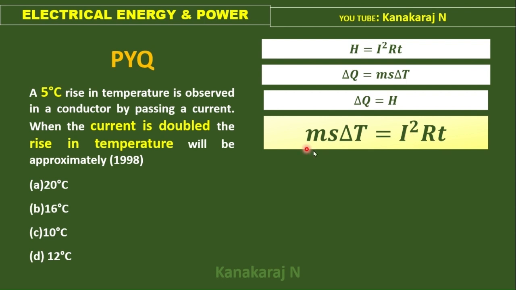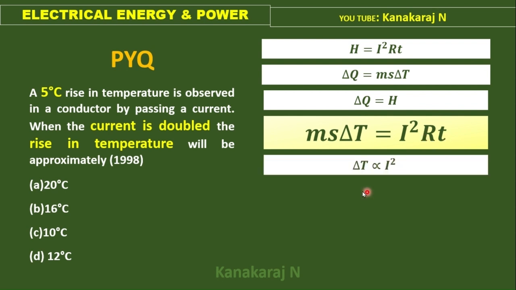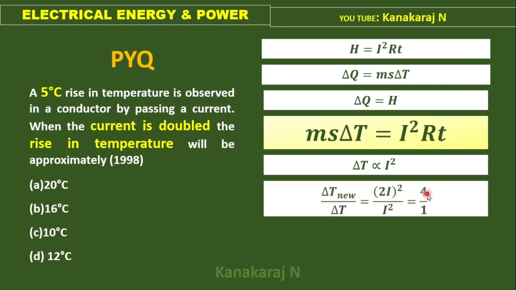In this equation, M, S are constant, R constant, T constant. So we get del T is directly proportional to I square. Then let us go for the relation. Now the current is doubled and the new rise in temperature is asked. So del T new divided by del T equals 2I the whole square divided by I square. Now we get 4 upon 1. So del T new will be equal to 4 multiplied by del T.